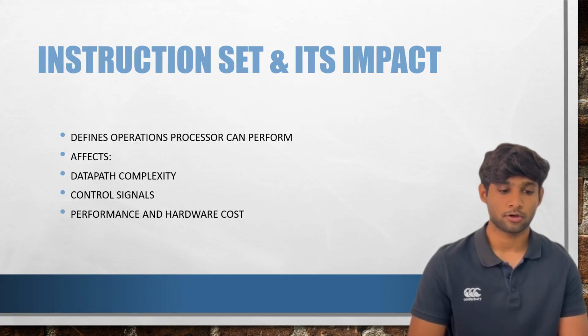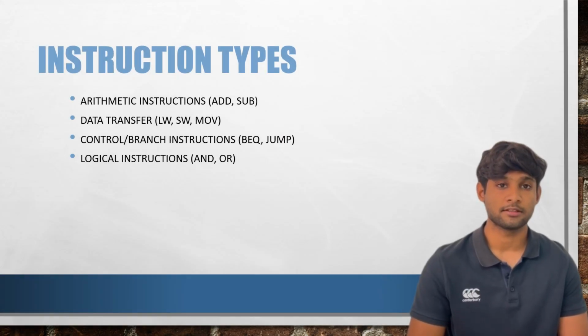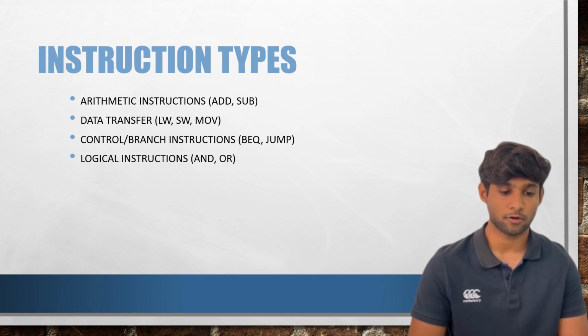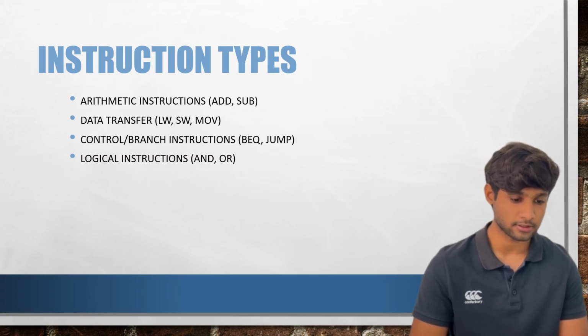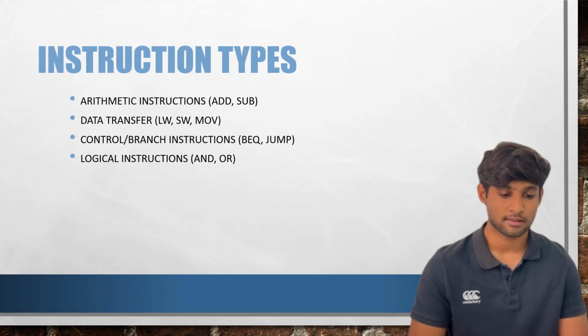So now I am going to talk about instruction types. Instruction sets generally include four main categories of instruction. First, arithmetic instructions such as add or sub. Second, data transfer instructions like load or store. Third, we have control or branch instructions such as BEQ and jump, which modify program flow. Lastly, we have logical instructions such as AND or OR. These different types allow the CPU to handle computation, data movement and decision making.